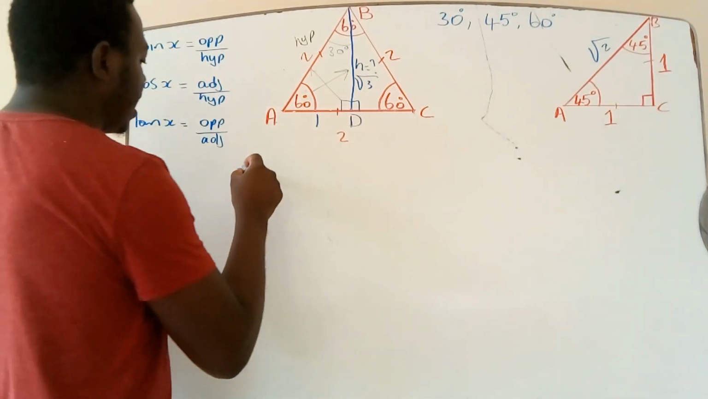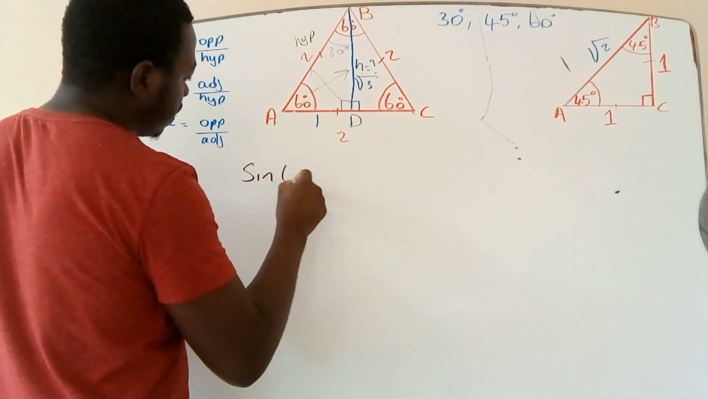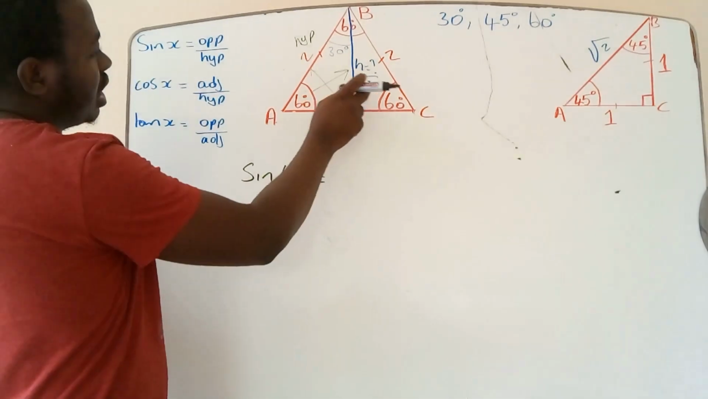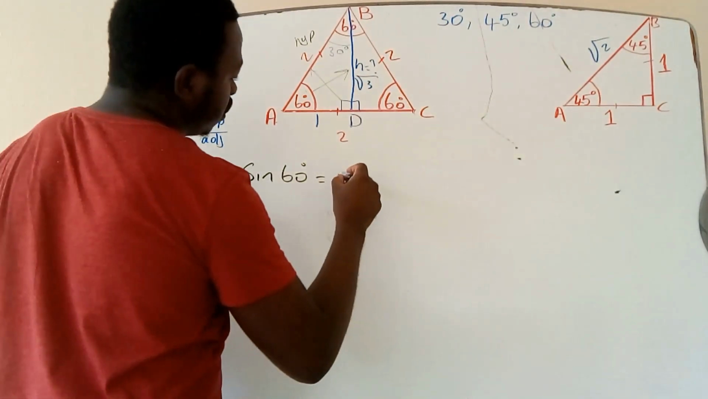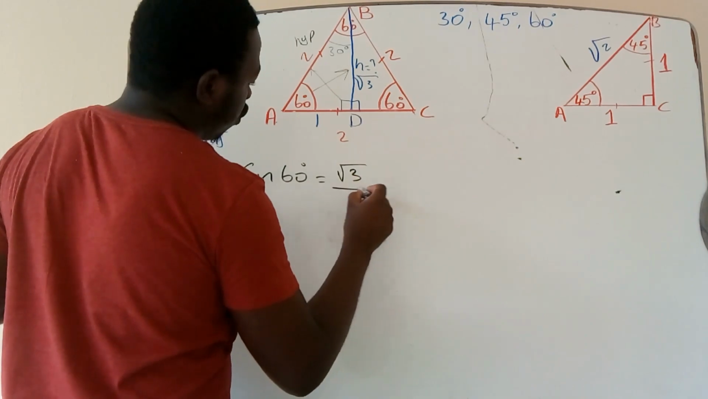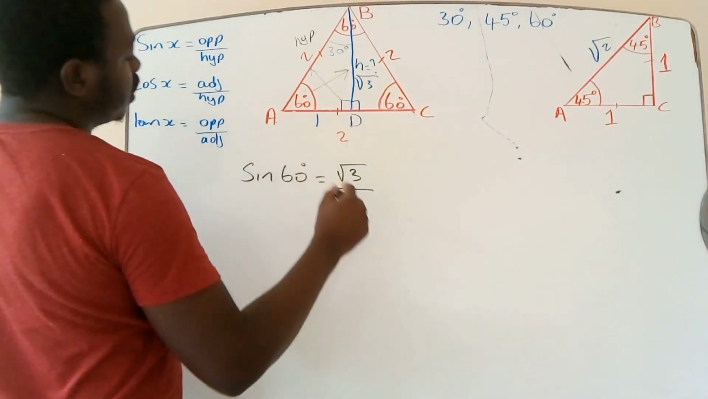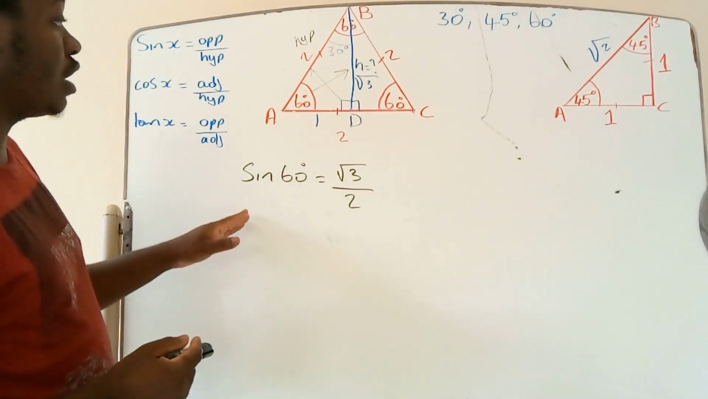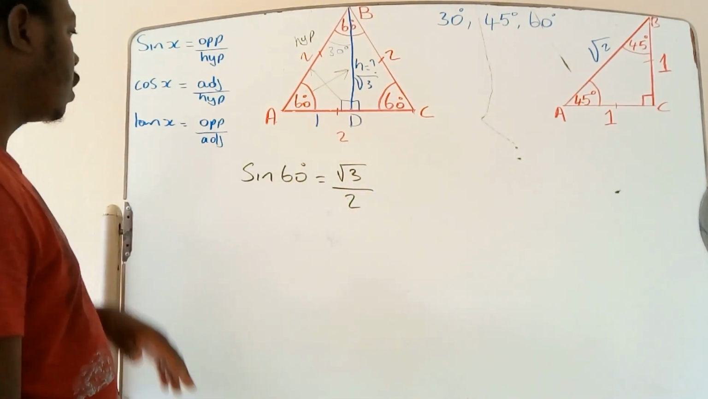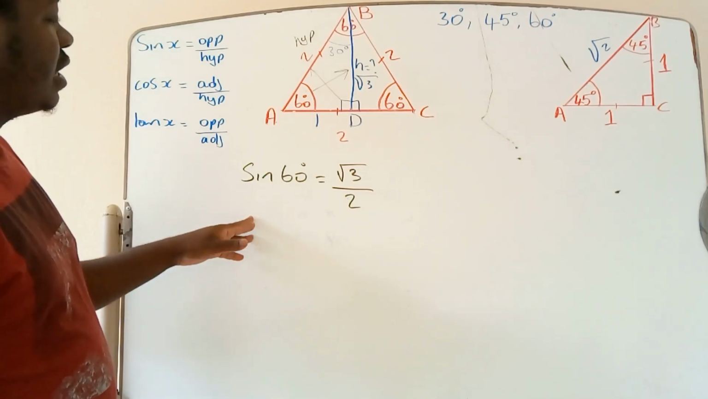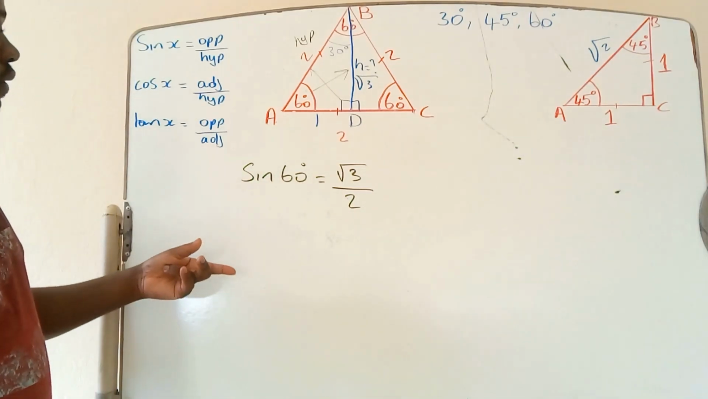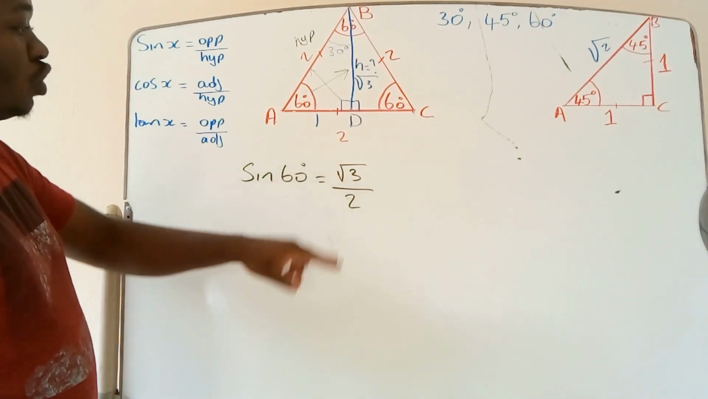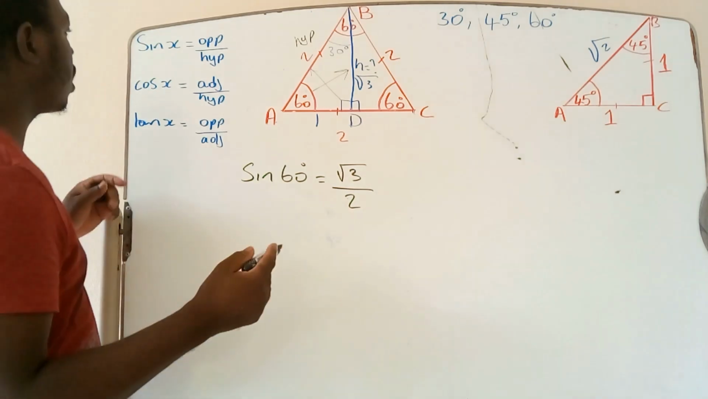Now we want to determine the value of sine 60. Now we can say that sine 60 degrees is equal to the opposite length. What's the opposite length? The opposite length is root 3. So this is just root 3 over the hypotenuse length, which is just 2. So sine 60 is equal to root 3 over 2. Now, if you have a calculator, you can put it on your calculator, and you will realize that sine 60 is actually root 3 over 2.